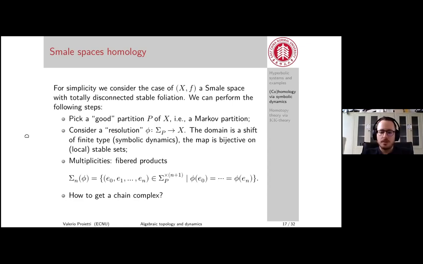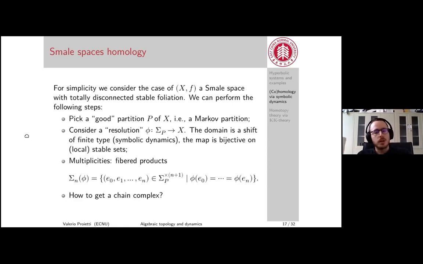And so as I said, sigma p is a shift of finite type. So this map is a resolution in the sense that it has this specific quality that it is bijective on the local stable coordinates. I'll say a few more things about this in the next slide. Okay, so then we need to deal with multiplicities.